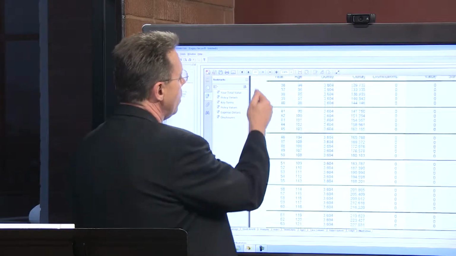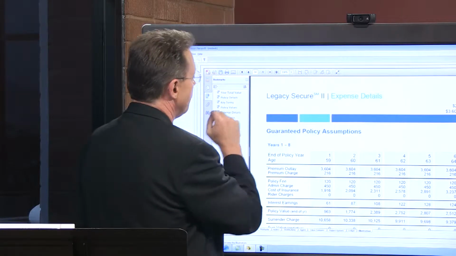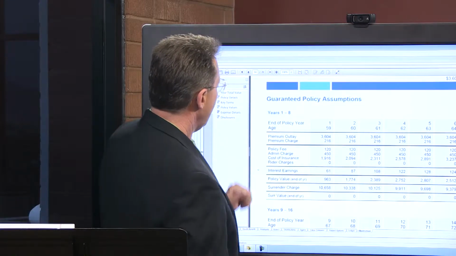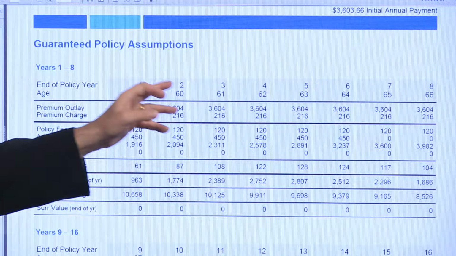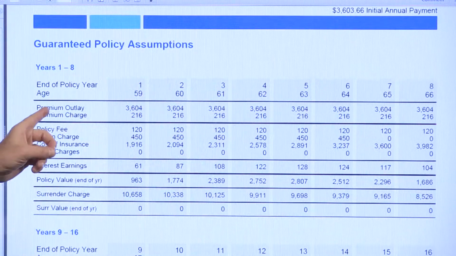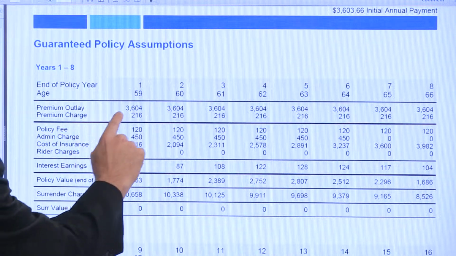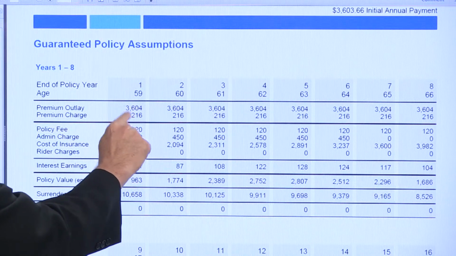Now, when we go to the balance sheet, this is a whole other idea. I'm looking at the balance sheet here, and it shows every year and the corresponding age, 1, 2, 3, 4, 5, 59, 60, 61. Here's my premium outlay, just like we saw in the illustration. It actually shows you the premium charge for every year. $216 is the actual premium charge.